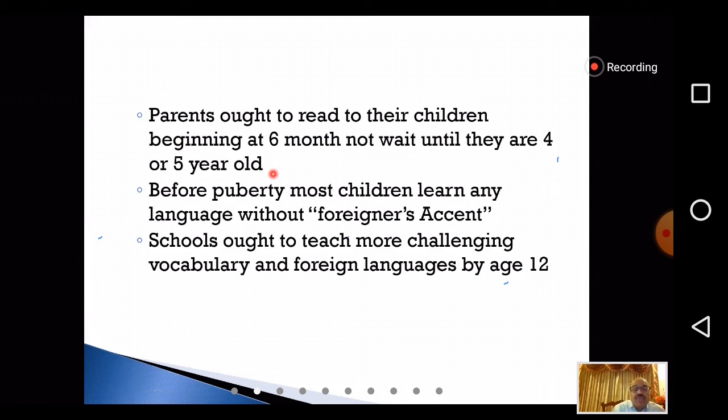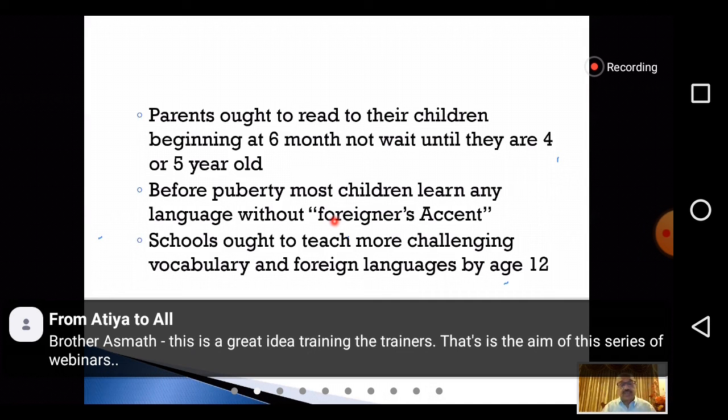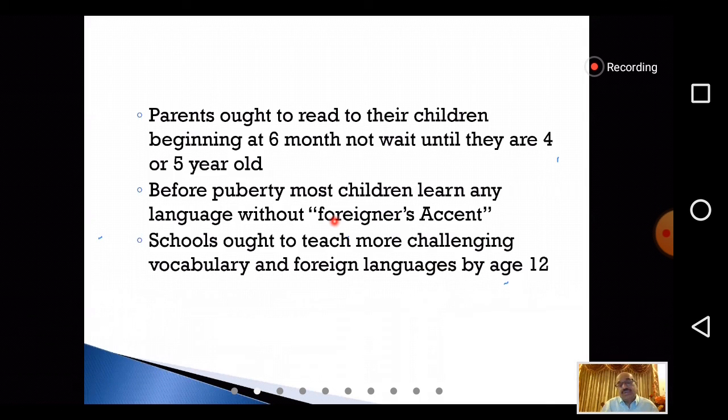And before puberty, most children learn any language without any foreign accent. I told you. If the child is taught by an American teacher in English, my God, that kid will speak with no accent, no Indian accent, no foreign accent. Okay? So schools ought to teach more challenging vocabulary and foreign languages by age 12. Why? Because by then the speech center closes. By 13 and 14 or 15 at the maximum, the speech center closes.